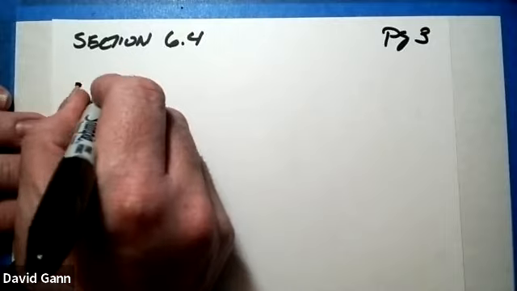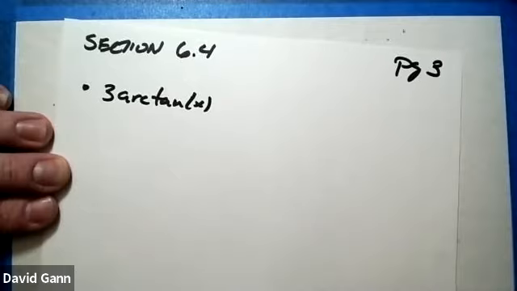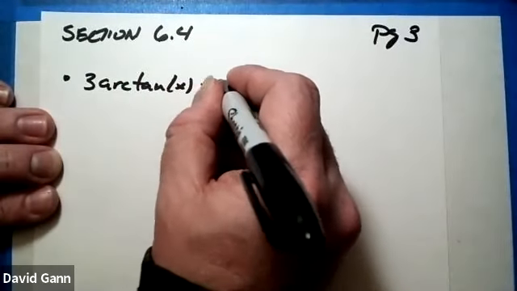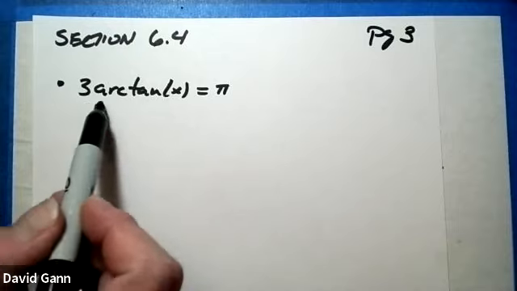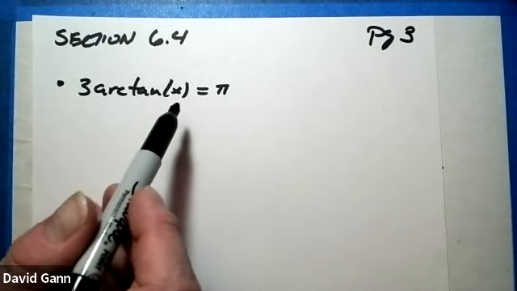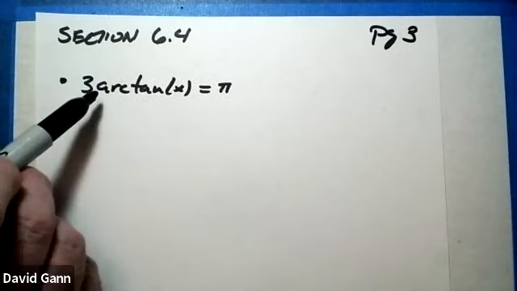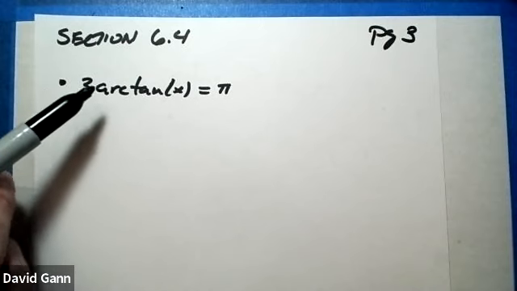So suppose that you have 3 arctangent of x equal to pi. As I mentioned in the very beginning of this chapter, you really have to have enough familiarity to know what kind of thing you're talking about here. This thing on the left is an angle, right? It's 3 times some specific angle too. And so just taking a trig function of both sides can cause problems because you don't have any formulas for triple angles.